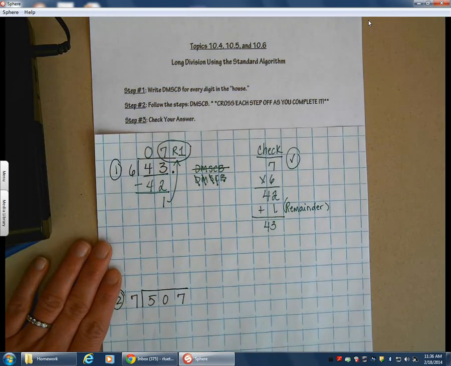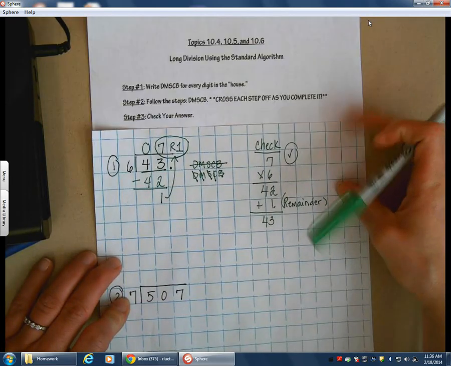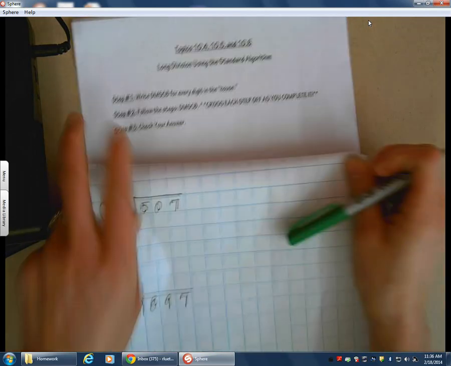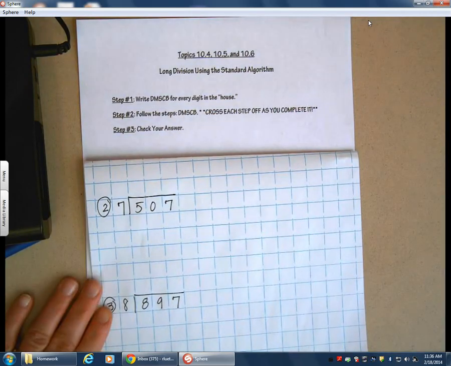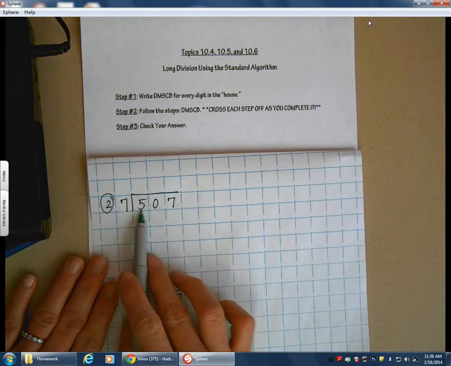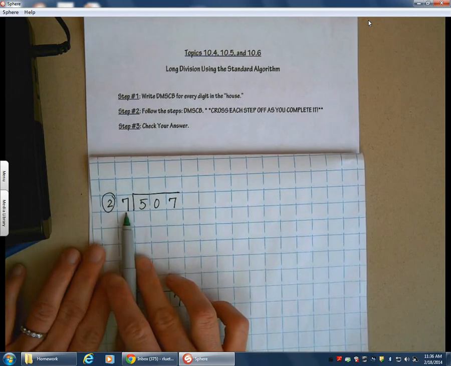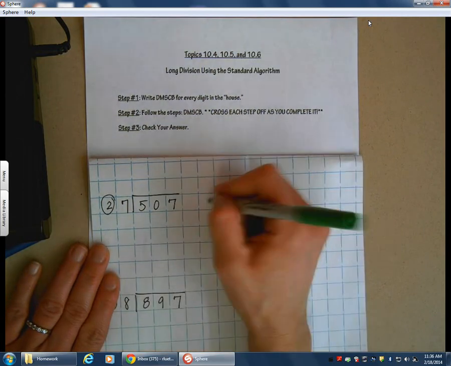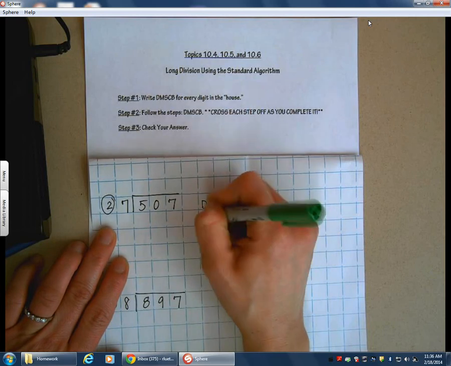Okay, so let me show you again. We're going to work on problem number 2. Let me just move this paper up. I'm going to follow the same steps, but as you can see, my numbers are a little bit different. My dividend is larger here. I have 507 divided by 7. It's okay. I'm going to follow the same exact steps. There are 3 digits in the house, so I write down, does McDonald's sell cheeseburgers 3 times?